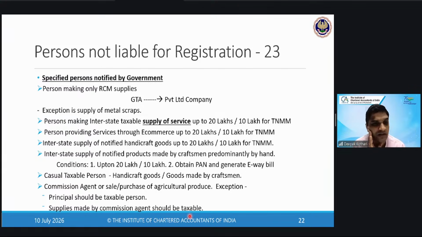What is TNMM on the slide? TNMM is the acronym for four states: Tripura, Nagaland, Mizoram, Manipur. For these four states, the limit is 10 lakhs. So that's why I've called it TNMM in short. A person providing services through e-commerce has a limit of 20 lakhs, and 10 lakhs for the TNMM states. So the limit for them is less. That's why I've called this.